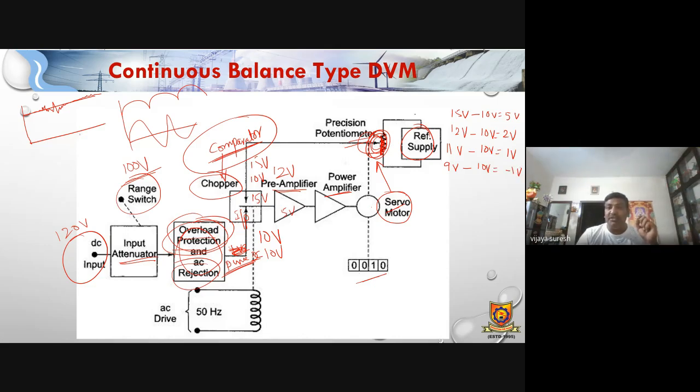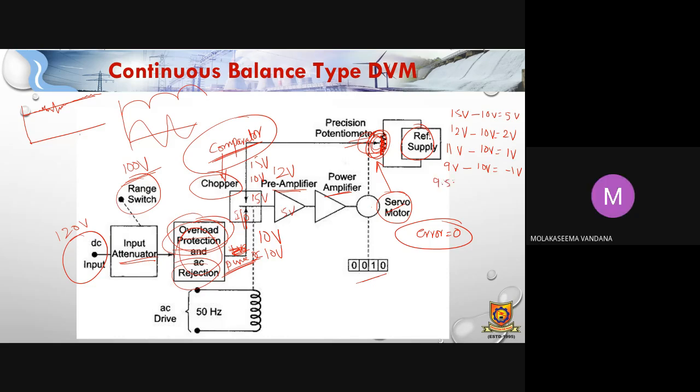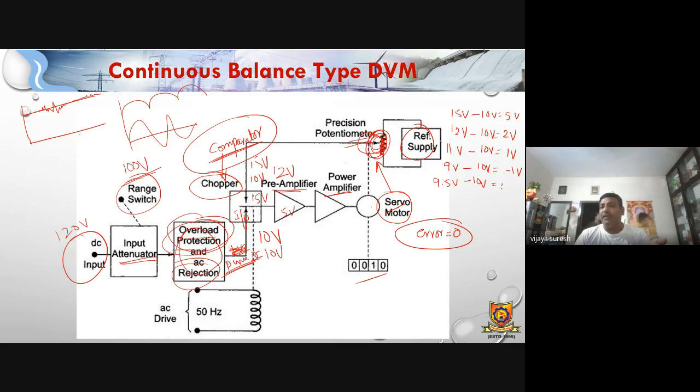Always the error should be 0. Error equal to 0. So then automatically again the potentiometer servo motor will act accordingly. Again it reached 9.5. Let us say again 10 volts, error minus 0.5 volts. So after certain position variations, finally you will get 10 volts. Again the input voltage is 10 volts, you will get 0 volts.